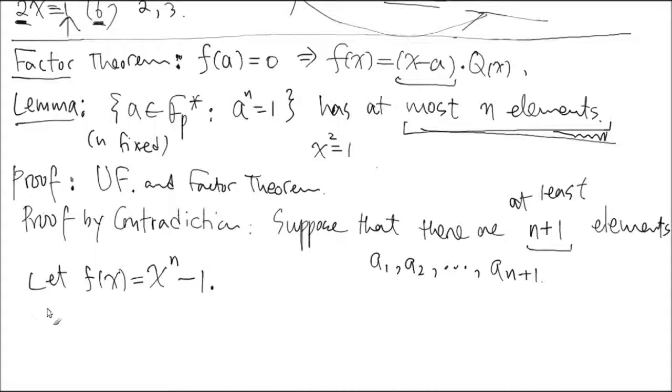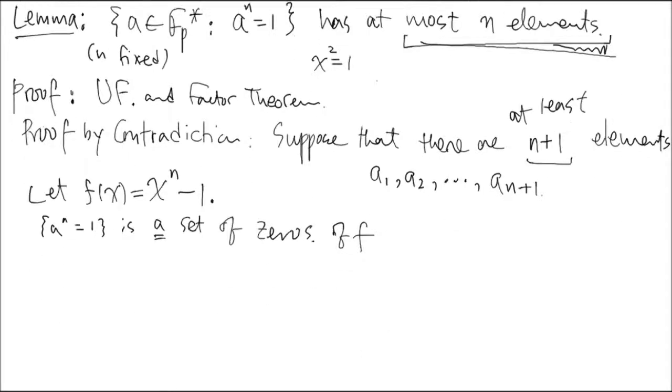So that set, can I abbreviate it like this? a to the n becoming 1, the set of all a's, is a set of what? Zeros, right? We don't know how many zeros there are, but we know there are these zeros. What is a zero? A number that, if you plug it into a polynomial, it becomes 0. Zeros of polynomial f. So far, so good?